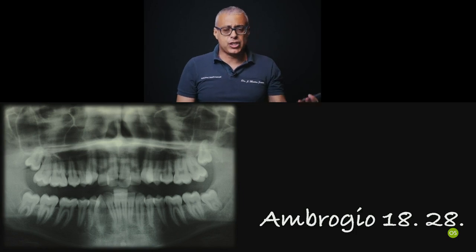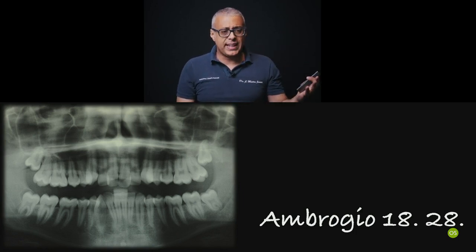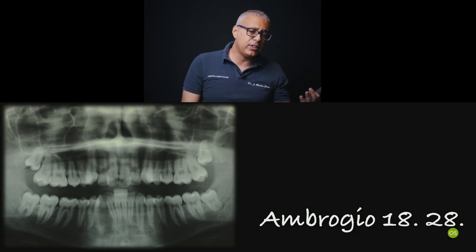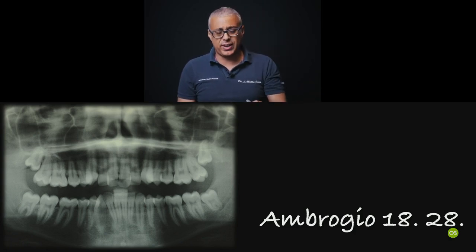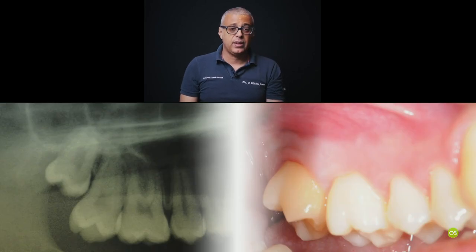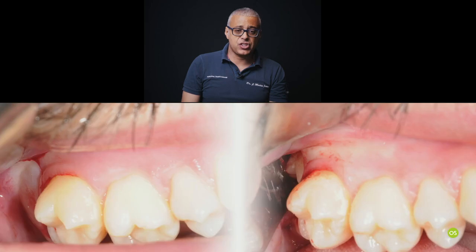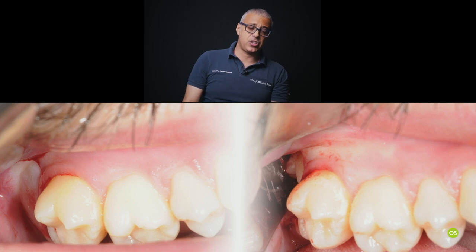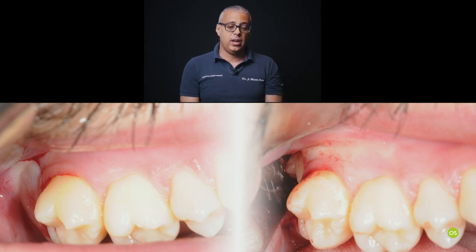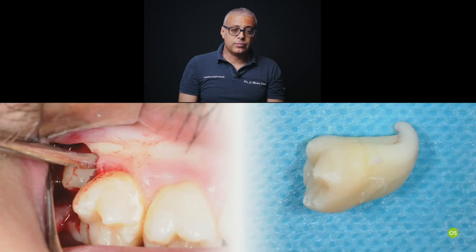In this case, we extract both 1.8 and 2.8 teeth. 1.8 is, I would say, a vertical tooth, whereas 2.8 is a mesio-angulated tooth. We see here a particular of the extraction, the triangular flap. In this case, there is actually almost no incision on the second molar.